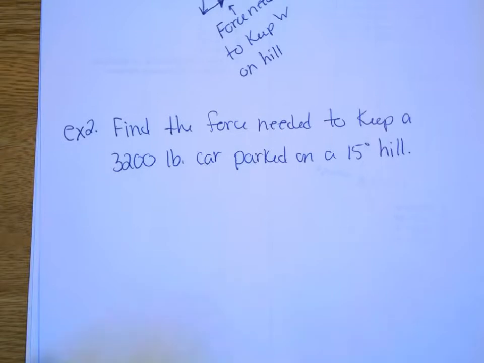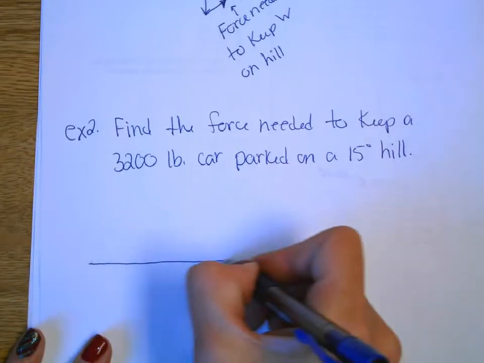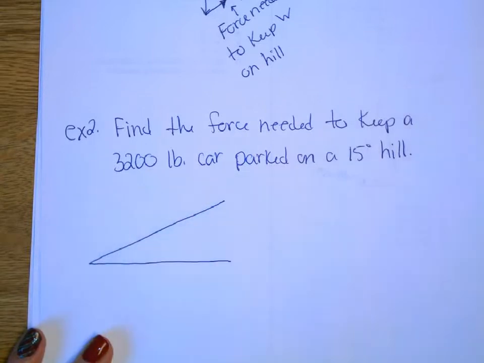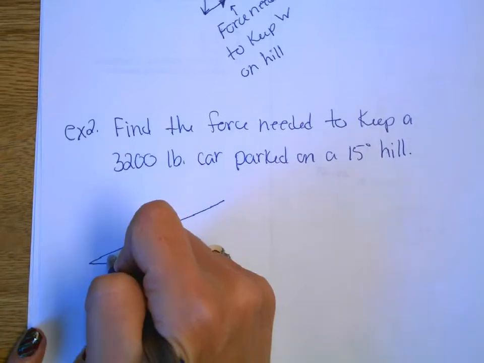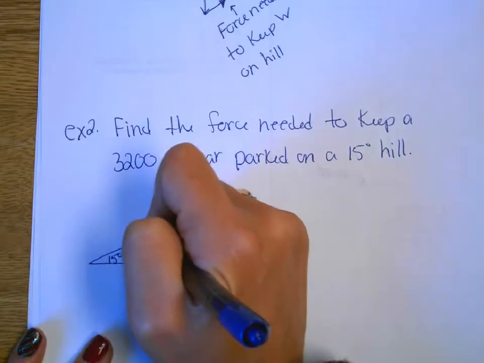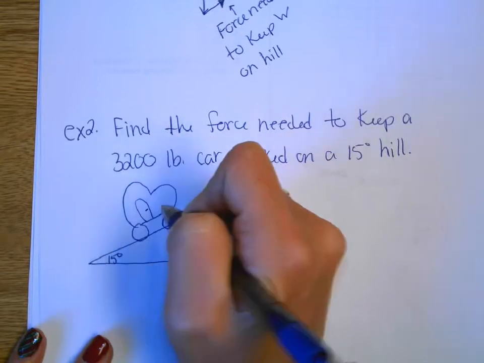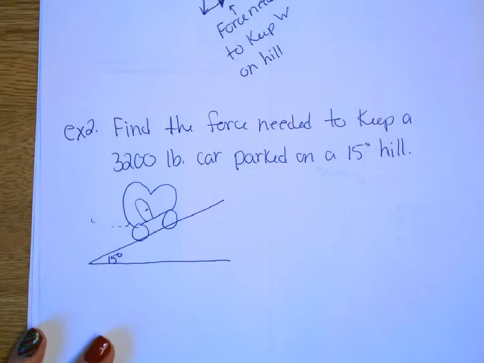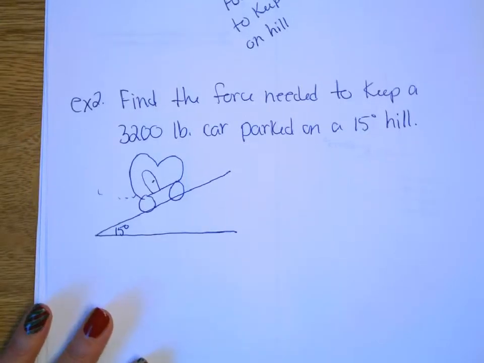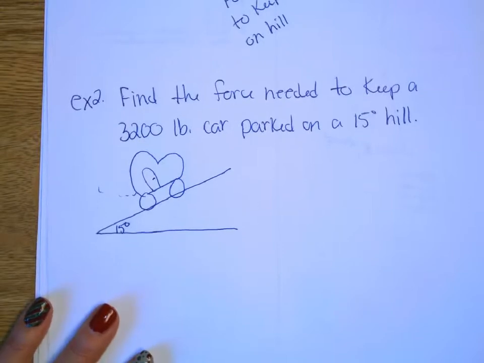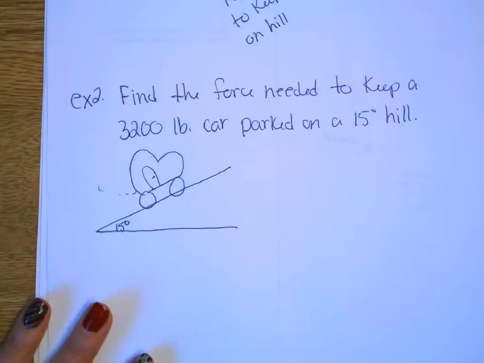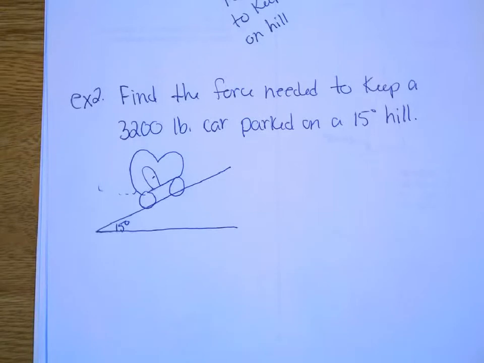So incline problems, always the same picture. You got your car on the hill. So here's the hill. It's a 15-degree hill. And here's my car. You don't have to draw a car, you can put a little box if you want. Okay, now can you draw the right triangle underneath that with the physics going on?